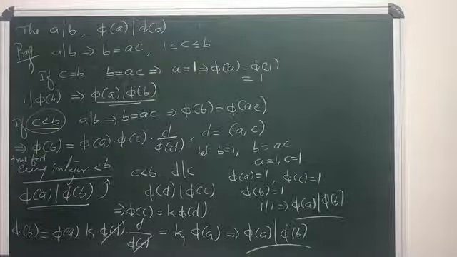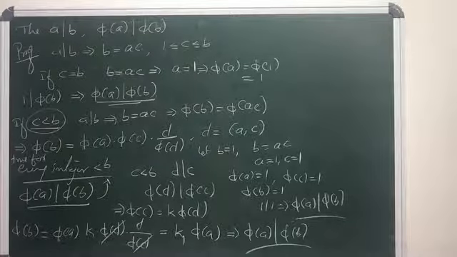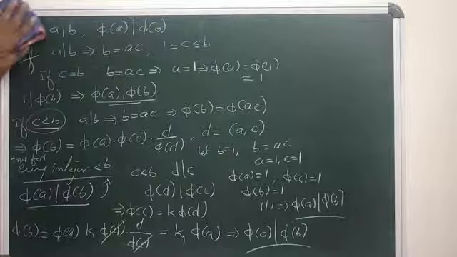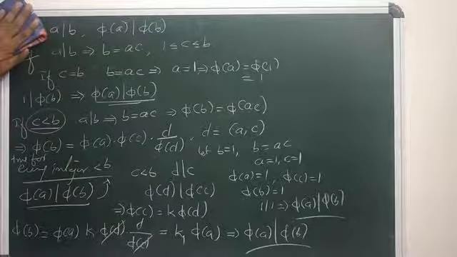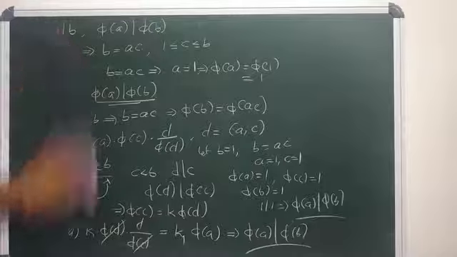Okay. So this is another property of the Euler totient function, that is, if A divides B, then phi of A divides phi of B. Agree?